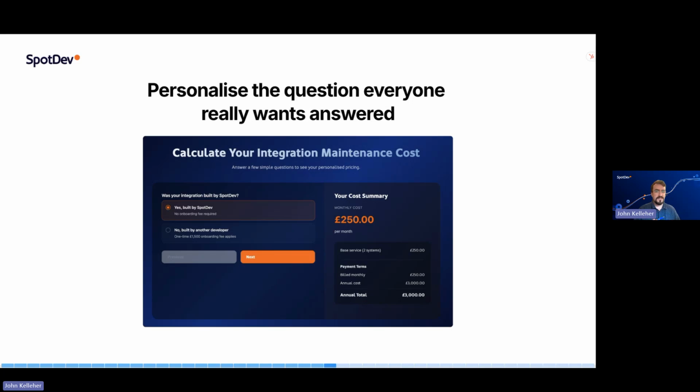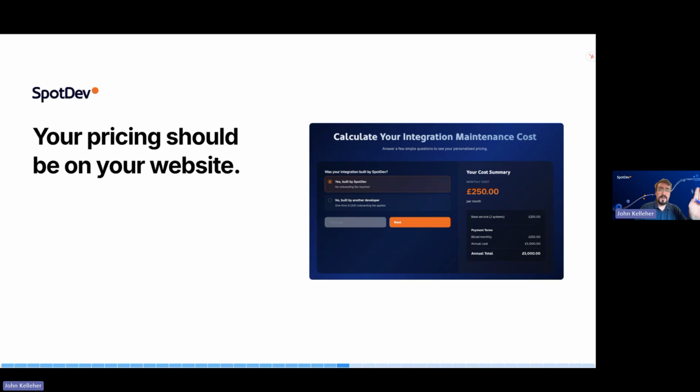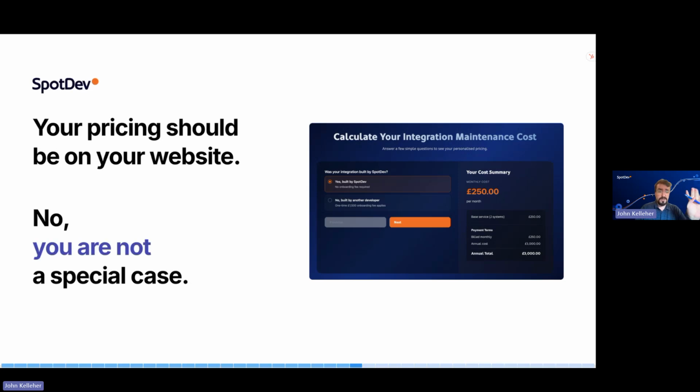A pricing calculator is a wonderful tool to have on your website. You can ask a series of questions and people get to an answer that gives them a sense of what it would cost to do business with you. So first of all, let's be super clear. There's no two ways about this to my mind. Your pricing should be on your website. And no, you are not a special case.